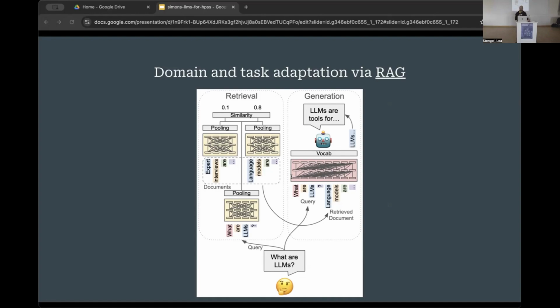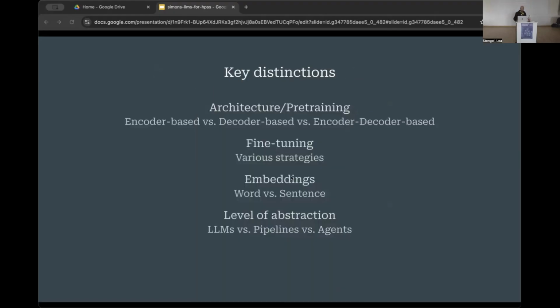Also, the reasoning models or agents that we talk about now are not single LLMs. These are systems of LLMs combined with lots of other tools. This is just important to know. So I want you to remember at least these important distinctions as a primer. So we have these different architectures.